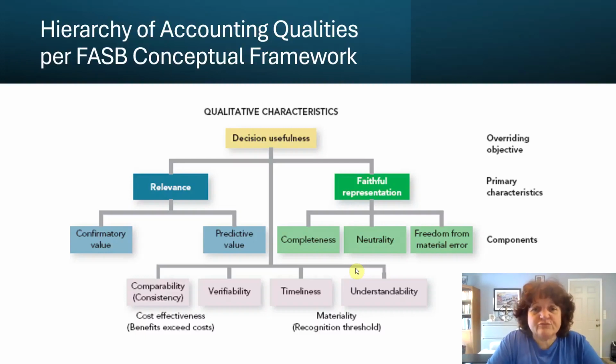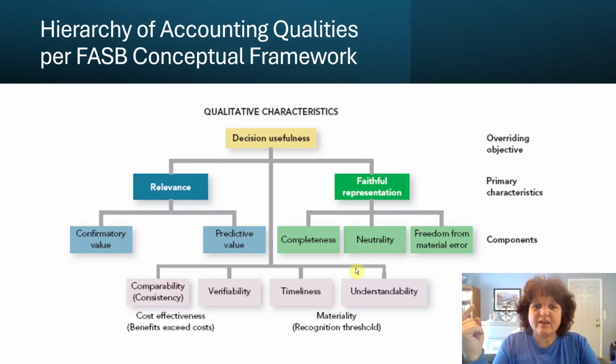The primary characteristics that information should have in order to be useful are relevance and faithful representation. It should also be verifiable and timely and understandable and comparable both over companies and across time, but those are what we call enhancing characteristics. So the primary characteristics of decision usefulness are relevance and faithful representation.